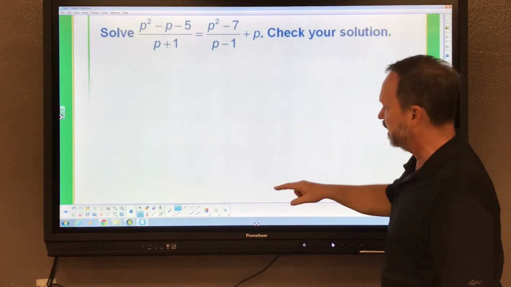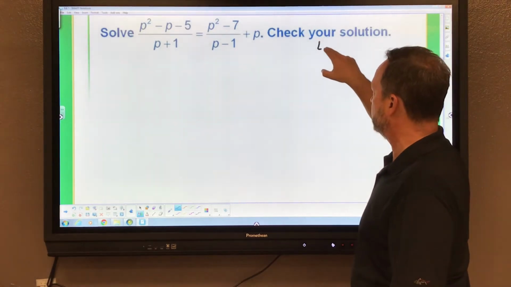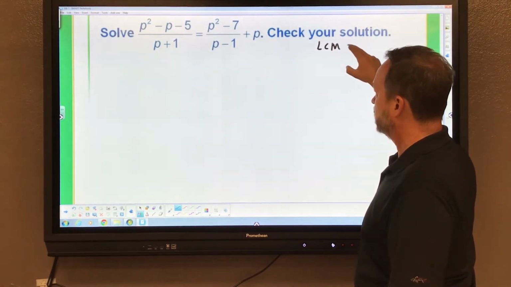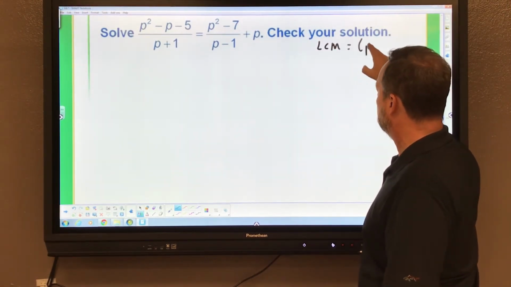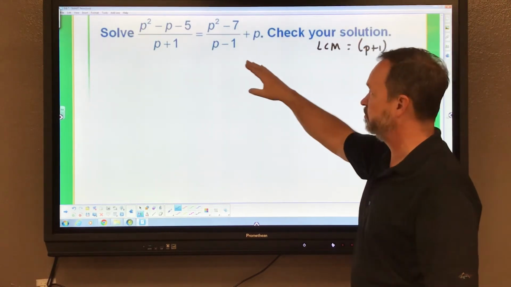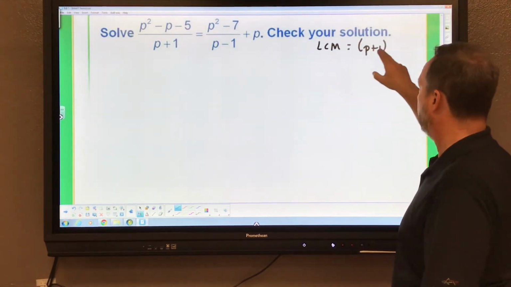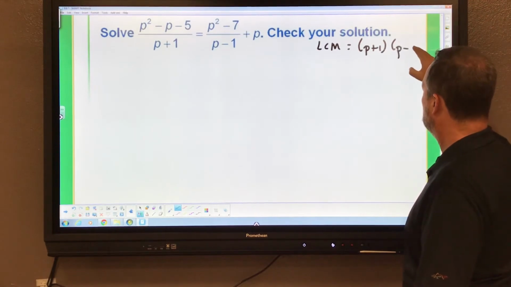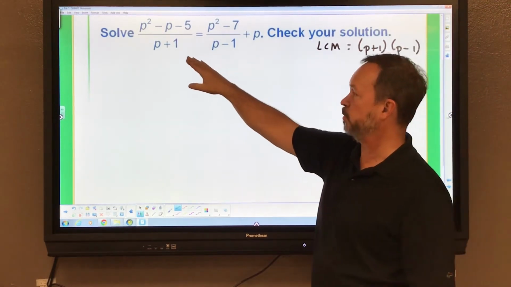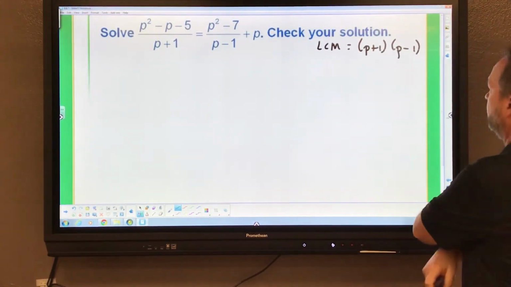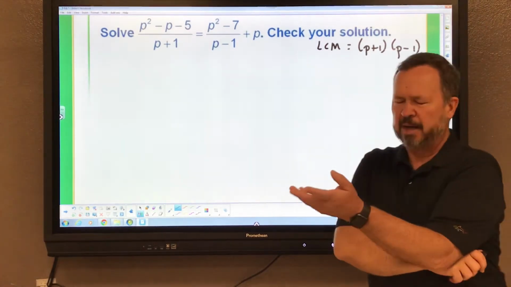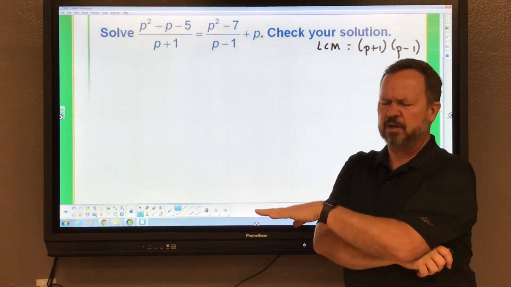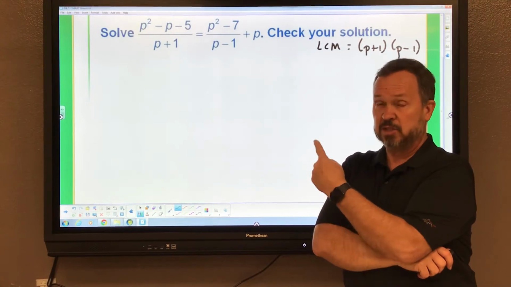But thinking about least common multiple or least common denominator, it's got to have a p plus 1, because that's one of the denominators. It's found only one time. And you gotta have a p minus 1. Only found one time. So that's my least common denominator, or least common multiple. Now I'm not making them all have the same denominator. I'm gonna multiply by it, because this is an equation.